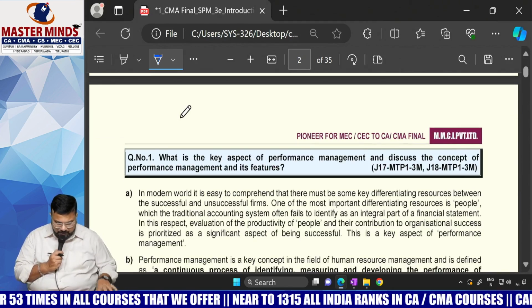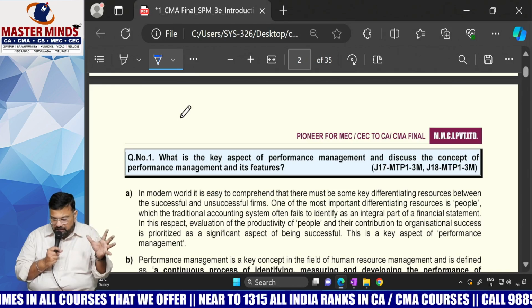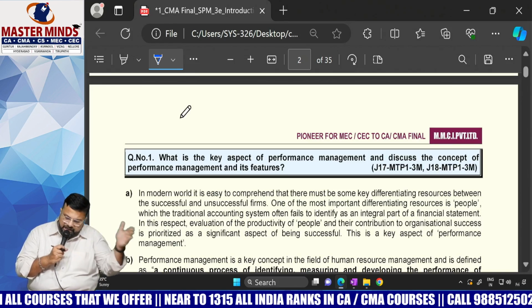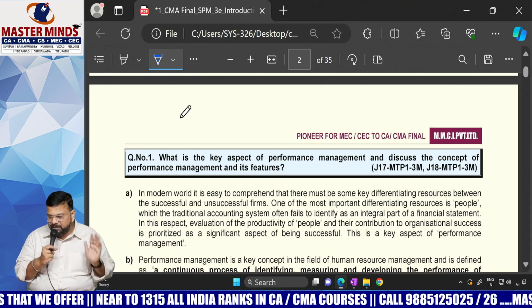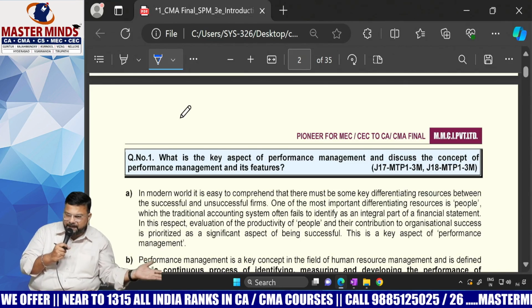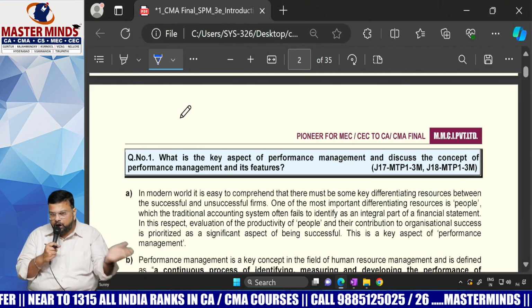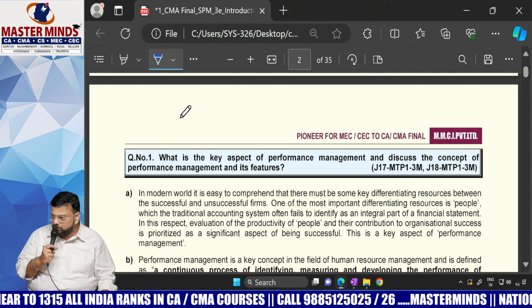So in simple terms, with the introduction, we want to convey that in the traditional approach, we focused only on financial parameters. But in the modern approach, along with financial parameters, we need to focus on non-financial parameters also.